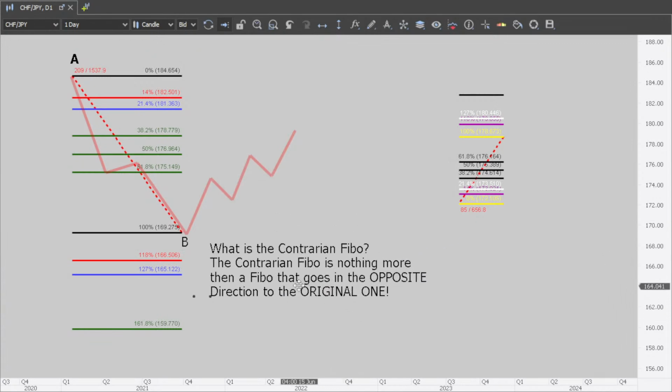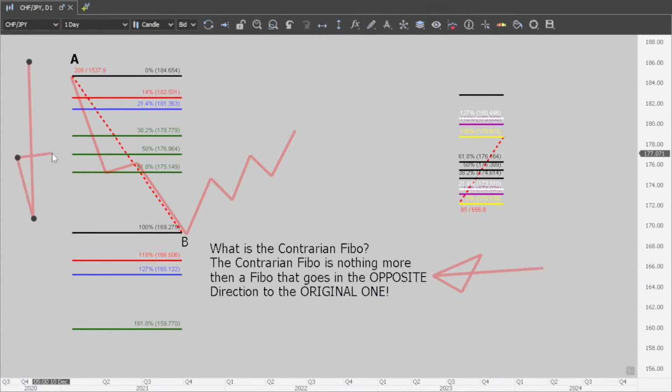What is the Contrarian Fibonacci? And again, don't freak out. I know somebody's typing, oh, this is too difficult. We are going to spend 3 months on the Fibonacci's. When we have a class, bring yourself coffee, tea, pen and paper. Take it easy, everybody, step by step. So what is the Contrarian Fibonacci? Color coded differently, the Contrarian Fibonacci is nothing more than a Fibonacci that goes in the opposite direction to the original one.